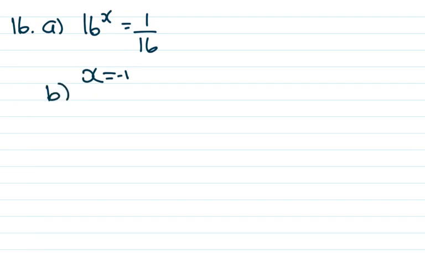All right, number 16a. 16 to the power of x equals 1 over 16. So for these questions, you kind of just have to use trial and error. So we're just asking what power makes 16 go to 1 over 16, and that would just be the reciprocal, so that means x is -1. B, 10 to the power of x equals 0.01. I'm going to rewrite 0.01 as a fraction. So that leaves me with 1 over 100.